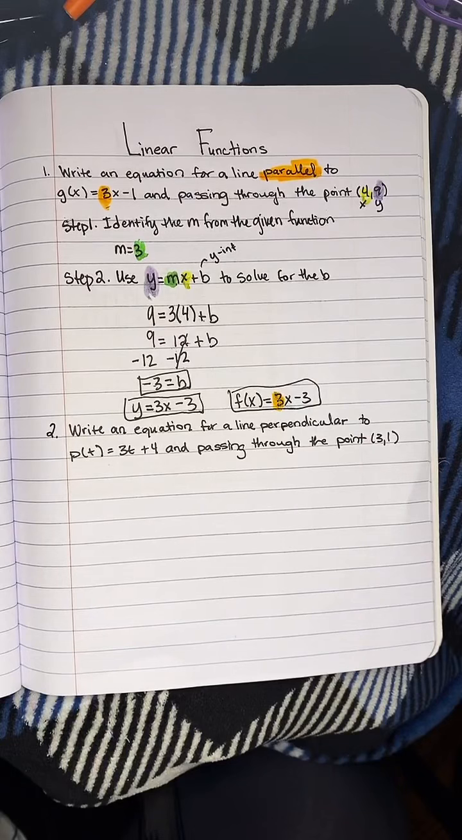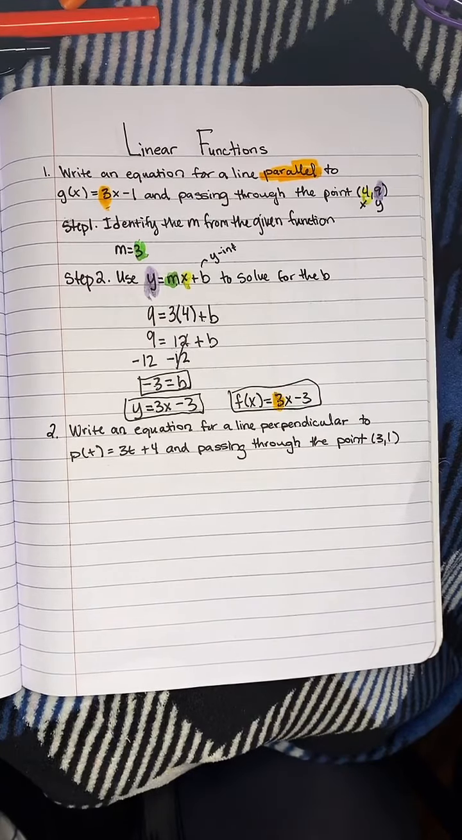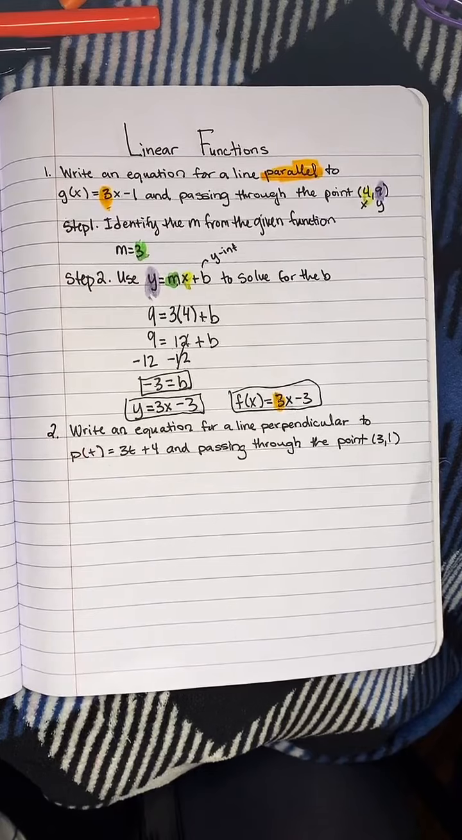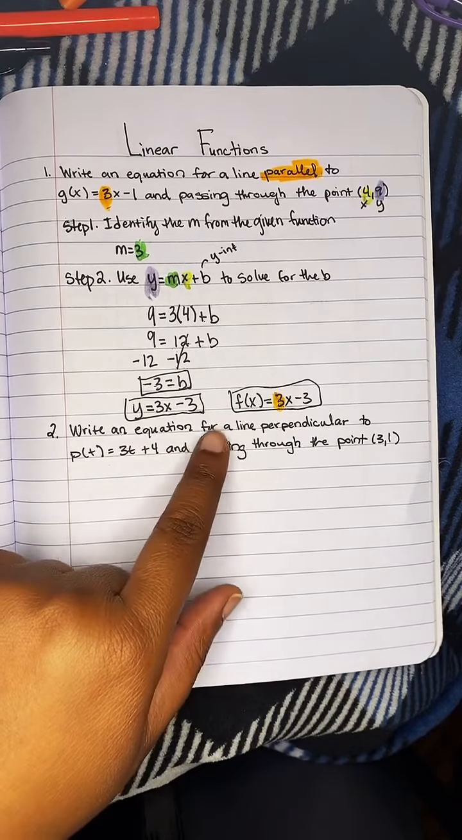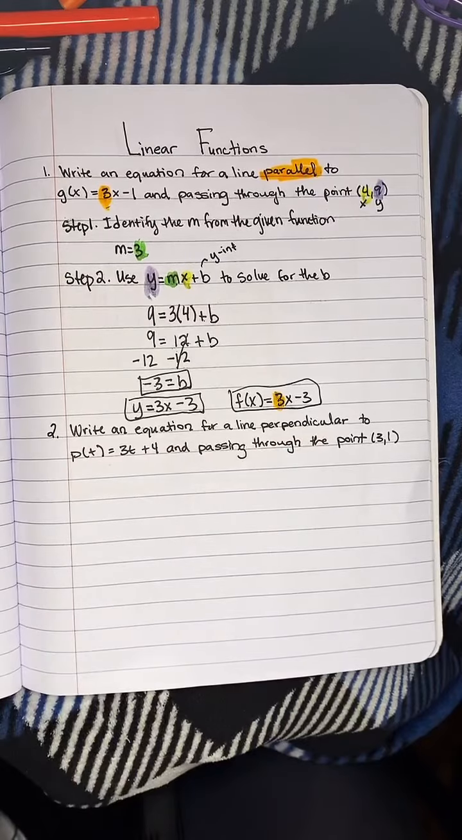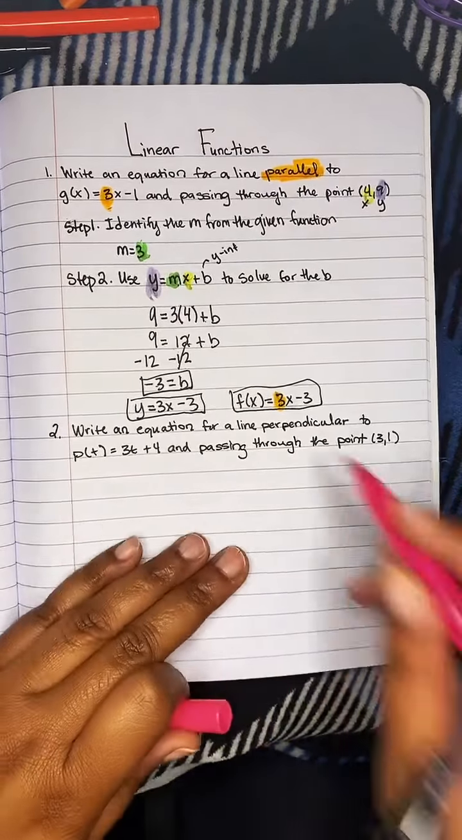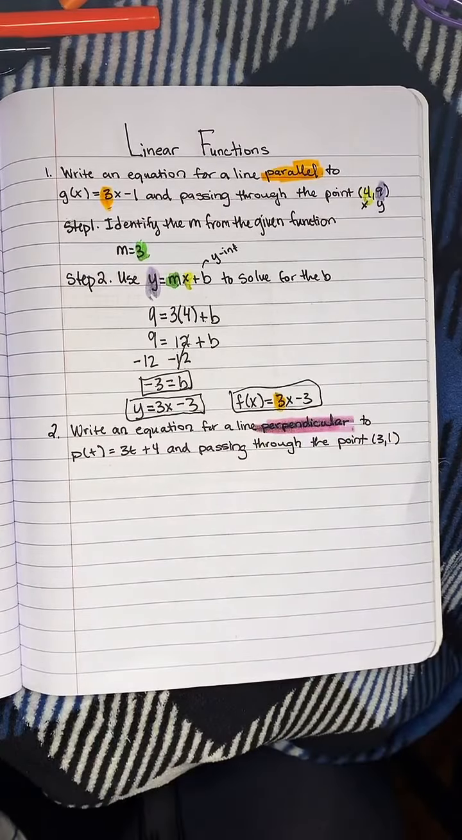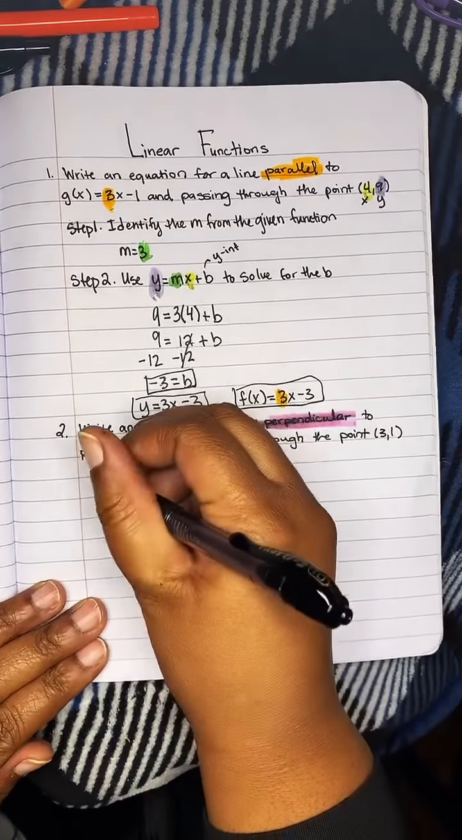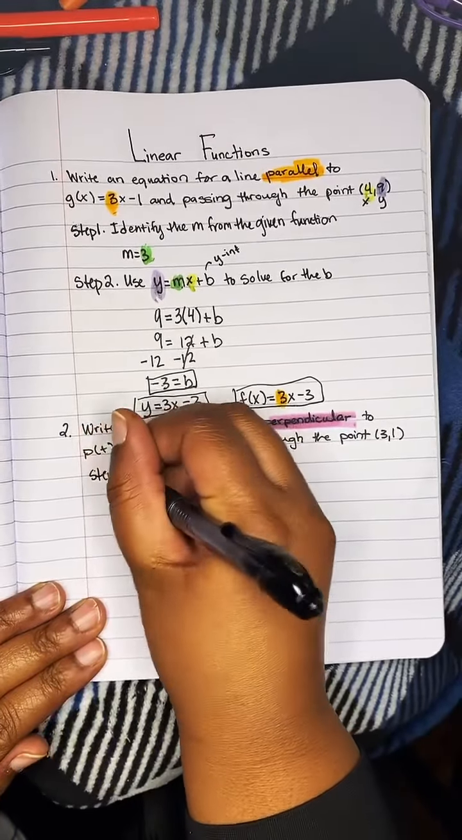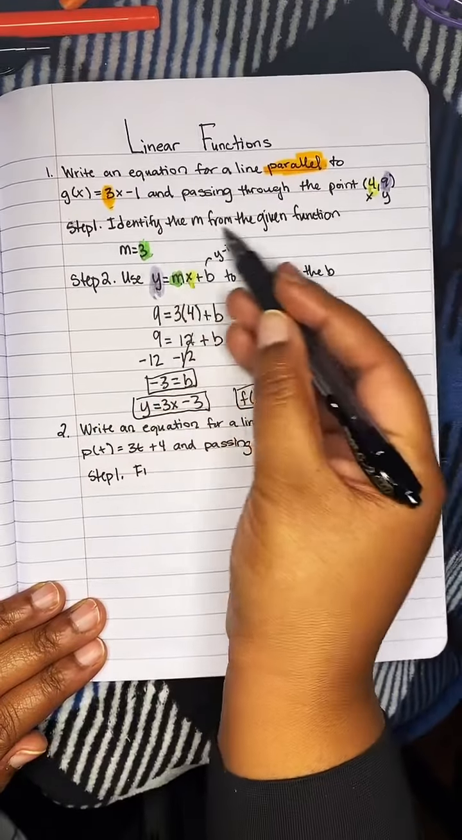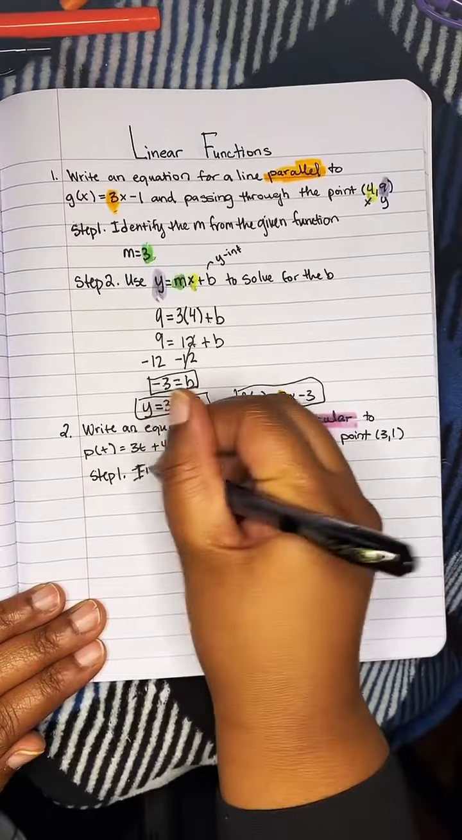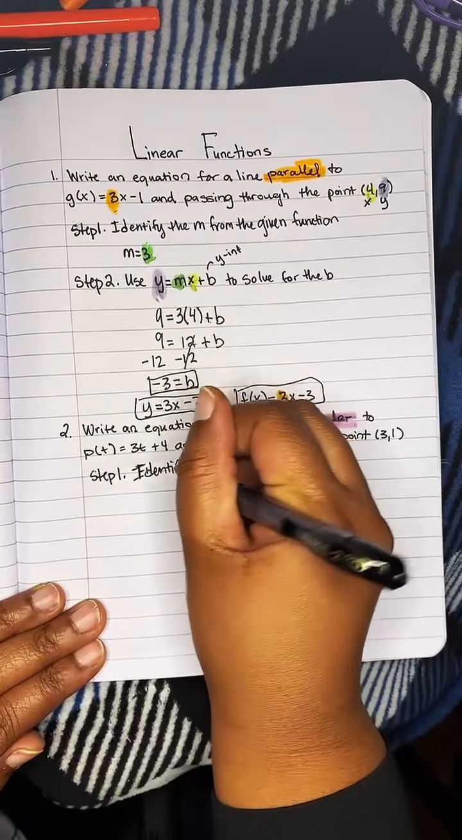All right, let's try this one, you guys. It says write an equation for a line perpendicular. Ooh, this is a little tricky. Perpendicular to this equation passing through this point. Now, this word right here changes everything, because our first step is we first have to identify the slope.